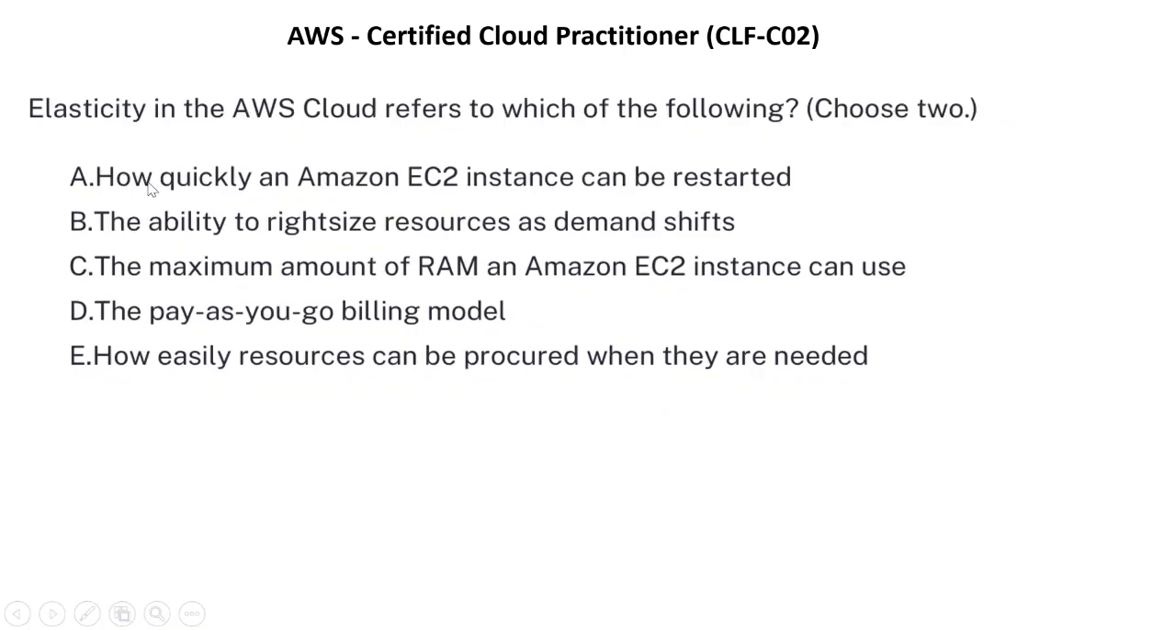Next question. Elasticity in the AWS cloud refers to which of the following? Choose two options. The options are option A, how quickly an Amazon EC2 instance can be restarted. Option B, the ability to right size resources as demand shifts. Option C, the maximum amount of RAM an Amazon EC2 instance can use. Option D, the pay as you go billing model. Option E, how easily resources can be procured when they are needed. The right options are option B and option E.